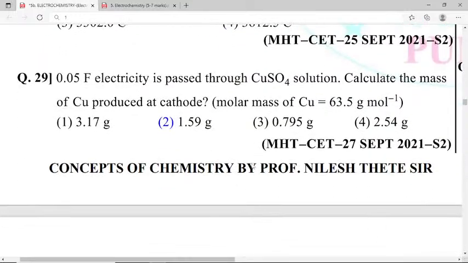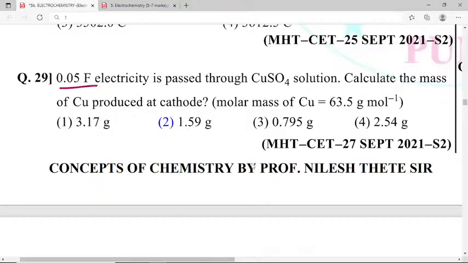0.05 Faraday electricity is passed through. So this is Faraday. Calculate the mass of copper deposited at the cathode. So this is the quantity of electricity. 0.05 Faraday. So okay, what is the coulomb here?